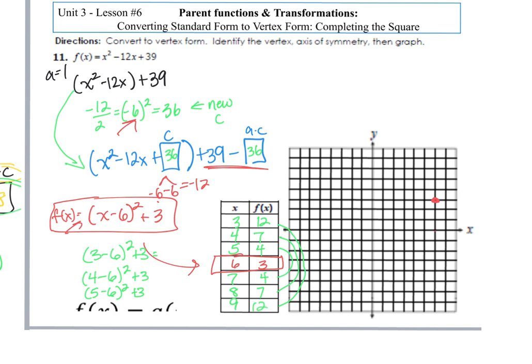So on either side of our vertex, we're going up to 4. And then on either side of that, we're up to 7. And we can't plot 12. So we're just going to connect our points. And here we go.